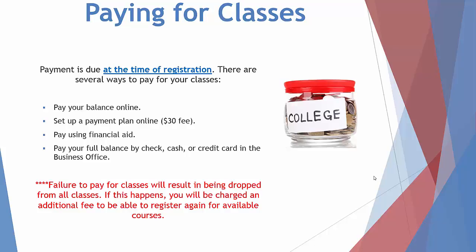Speaking of paying for classes, NCTC's policy is that payment is due at the time of registration. There are several ways to pay for your classes. You can pay your full balance online, set up a payment plan online for a $30 fee, pay using financial aid, or pay your full balance by check, cash, or credit card in the business office. Failure to pay for classes will result in being dropped from all classes. If this happens, you will be charged an additional fee to be able to register again for available courses.